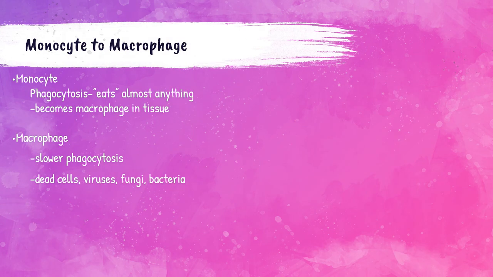Monocytes act on foreign invaders by phagocytizing them or eating them. They are called monocytes in the peripheral bloodstream. When they enter the tissues, they are called macrophages. These still phagocytize dead cells, viruses, and bacteria, but just do it a little slower than monocytes in the blood.